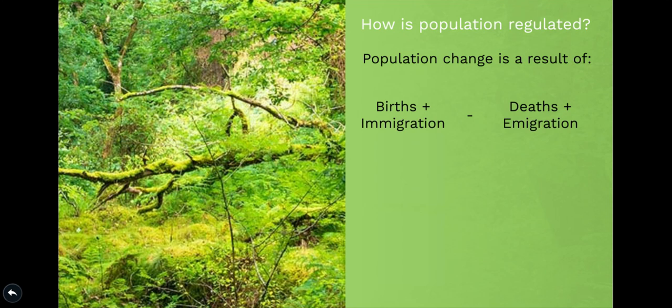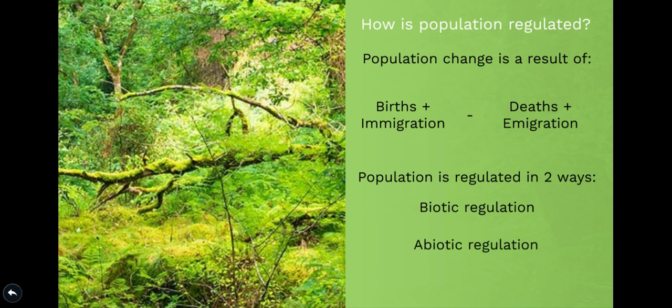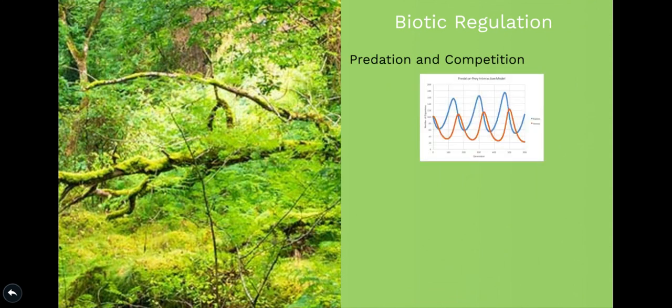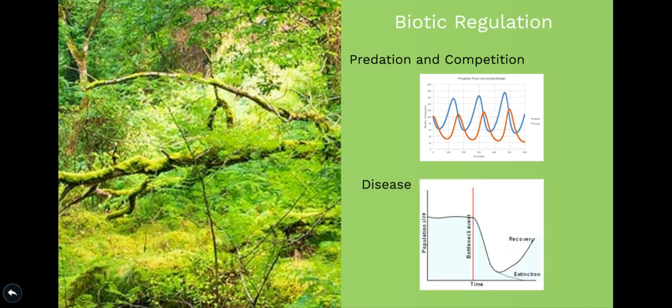Now, what we need to realize at this point is population is regulated in 2 key ways. Okay, so the first is biotic and the second is abiotic. So biotic means anything that regulates the population size that is also a living thing. And abiotic means anything that is non-living, kind of impacting upon this. So biotic regulation, there's some really famous case studies around this. The first is based around predation and competition, and this is shown in this particular graph here. And then the second is disease, and this is shown in this graph here.